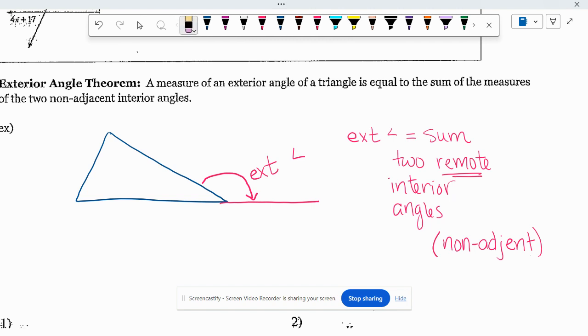Oh, sorry, that's because I can't spell. Non-adjacent. Sorry. There we go. How about that?